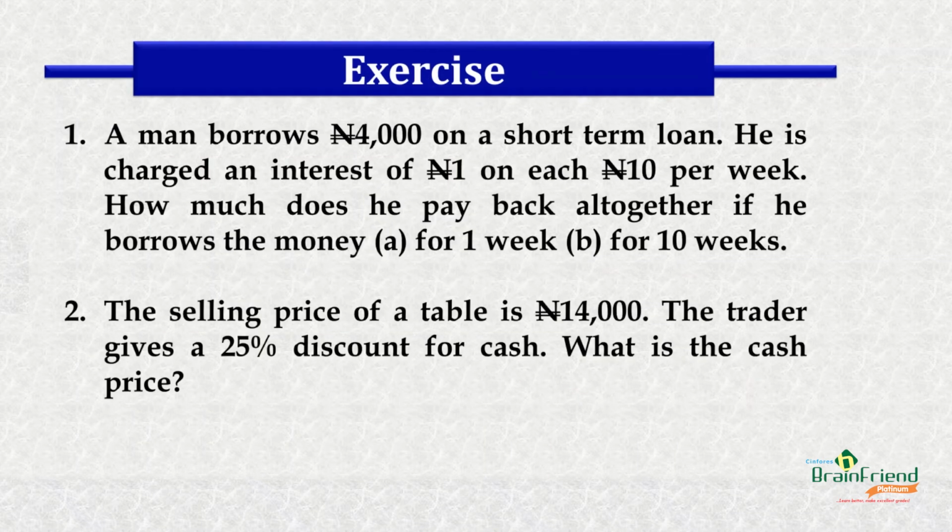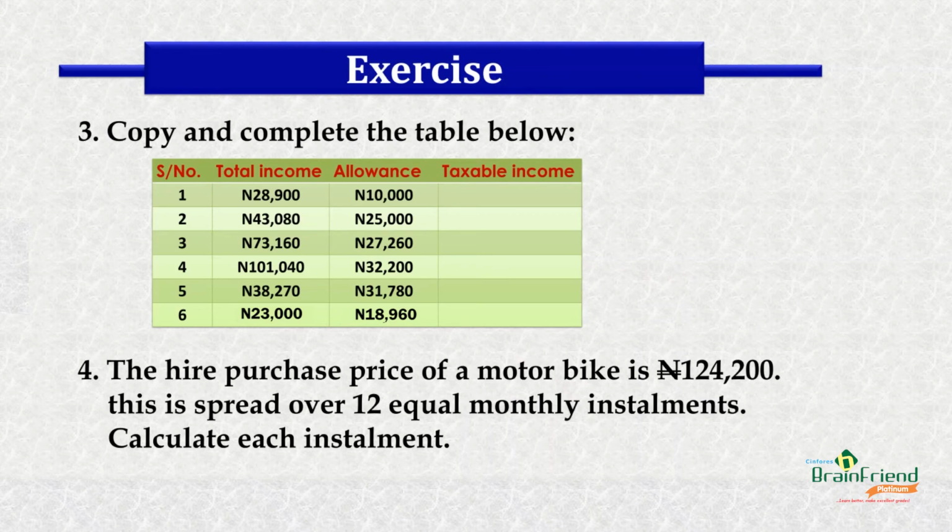The correct answers to this question, for number 1A, we have 400 naira. For 1B, we have 4,000 naira. And for number 2, we have 11,500 naira. For question 3, to find our taxable income, we simply subtract this from this. And that gives us 18,900.